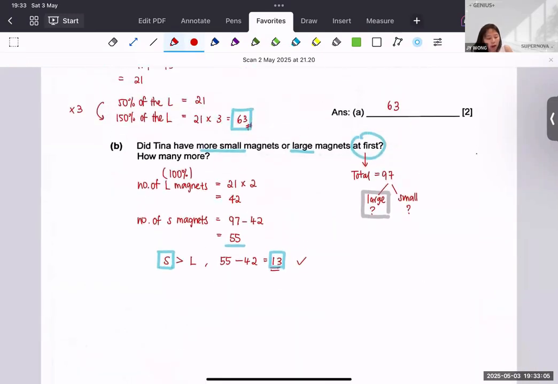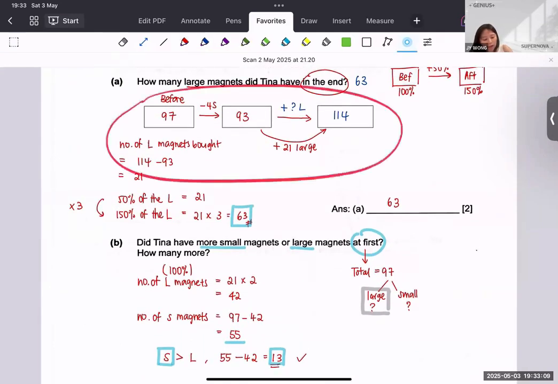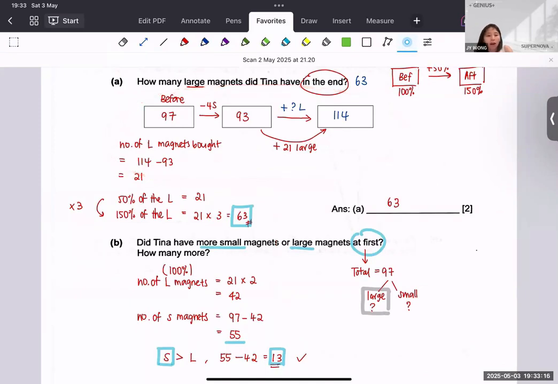So this one, I would say it's quite straightforward. You must be able to understand this part. Then it will lead you to part B. If your part A is wrong, most likely your part B will be wrong, unless you are able to tell me this 21, and from 21 you can tell me 42. Then probably if you get A wrong because of calculation, B should still be correct.